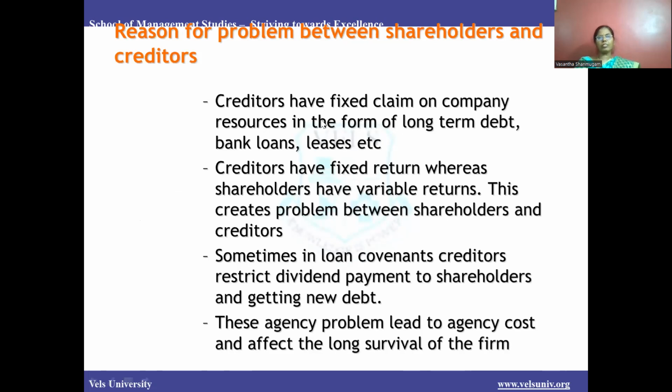Creditors, another important reason, is that creditors have a fixed claim on company resources in the form of long-term debt and bank loans. So creditors means the people who have supplied money, and the company needs to pay a fixed percentage of interest to them. So that is also a conflict. Creditors have a fixed return, whereas shareholders have a variable return. This creates a problem between shareholders and creditors. Sometimes through loan covenants, creditors restrict dividend payments to the shareholders and the raising of new debt. That is also one of the reasons for agency problem. These agency problems lead to agency cost and affect the long survival of the firm.